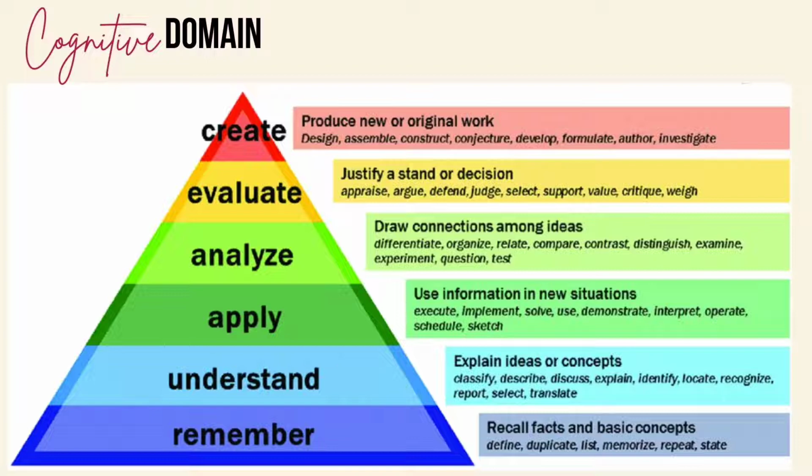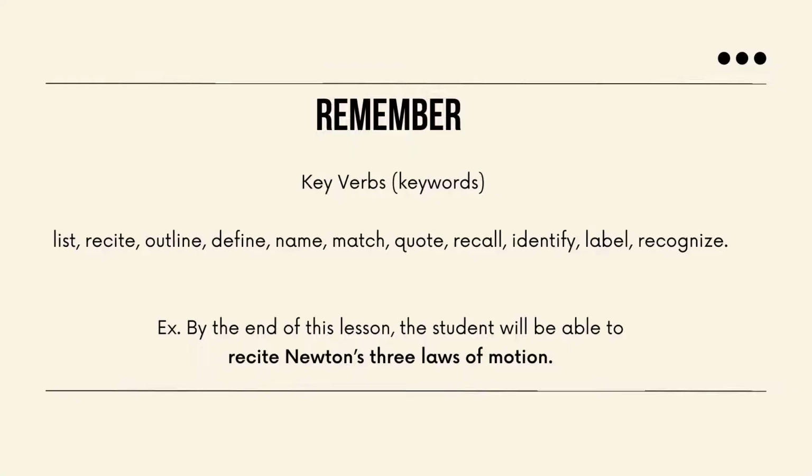Before, there were only 5 levels, making evaluation the most complex, but Anderson revised it and included the highest level, which is create, honing creative thinking as the most complex form rather than critical thinking, which is honed in the evaluate level. The first level of cognitive domain is remember, which is the lowest level of thinking.